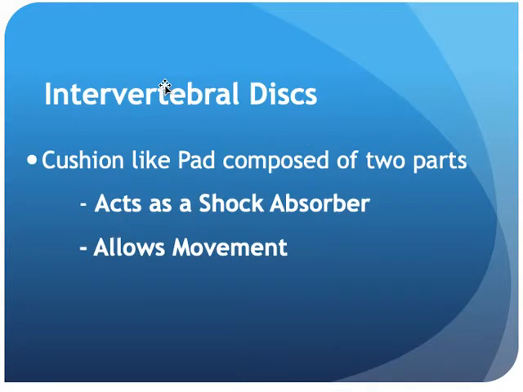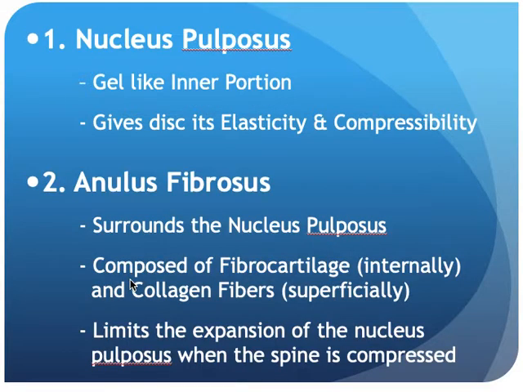Okay, so in between each vertebrae, we have these discs, and everyone's heard about a ruptured disc or a bulging disc. This is what they're talking about. These are my intervertebral discs. Intervertebral just means they're in between the vertebrae. It's a cushion-like pad composed of two parts. They act as a shock absorber, but as we already talked about, they also allow a little bit of movement between each of these segments. So this is my disc. The inner part is called the nucleus pulposus. It's the gel inner part.